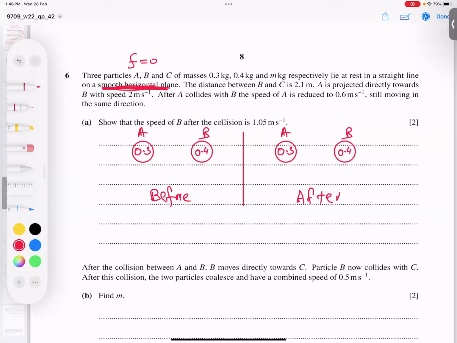And he says what here? A is thrown towards B with a speed of 2, so U1 is equal to 2. In the beginning I said rest, because all three particles are at rest, so U2 is 0. Now after A collides with B, the speed of A is reduced to 0.6 and it is still moving in the same direction, so that is why I kept this arrow. B will move this way, and V2 is unknown. He is asking us to show the speed of B after collision is this, so this is my target to prove.